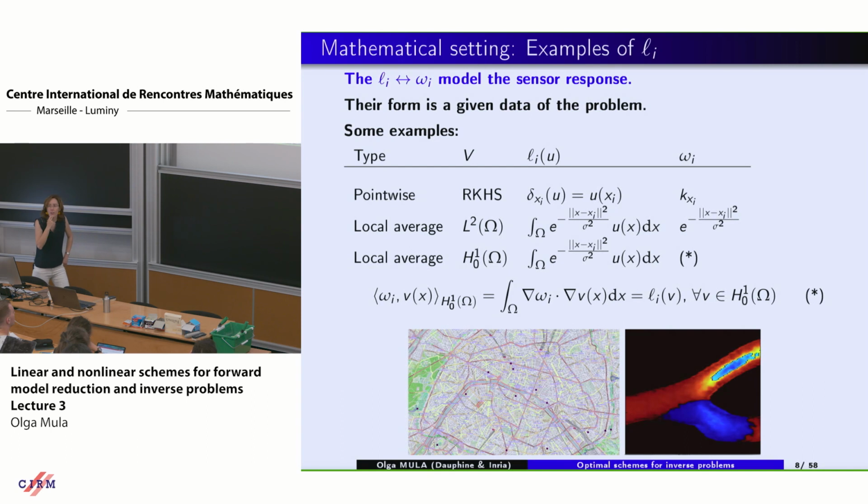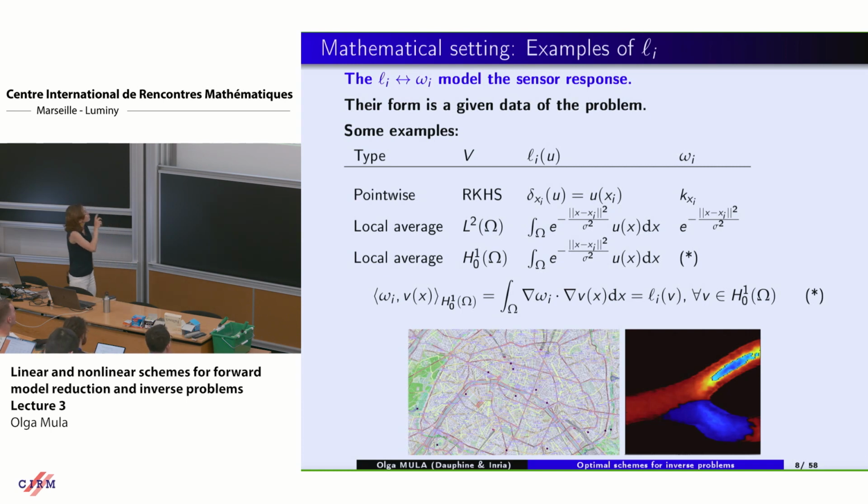Let me just clarify what are these linear functionals, because it may be confusing. I have the impression on a first contact. The Li's that I have introduced model the response of a sensor. They are kind of fixed by the nature of the problem and the nature of the sensor. They are known to us, okay? So this is something that we know.